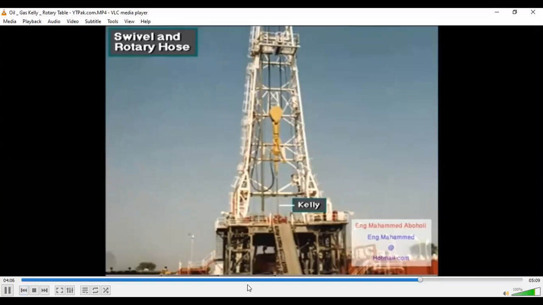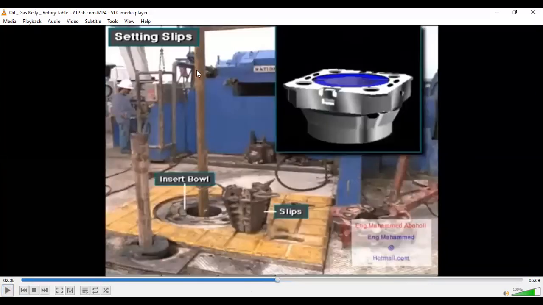Into the Kelly and drill pipe system. The insert bowl's taper is made to match the slips. Now this is the drill pipe, but above is the Kelly. This drill pipe and Kelly are connected together.